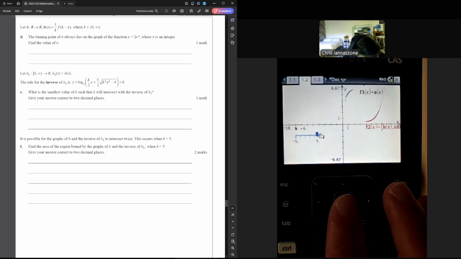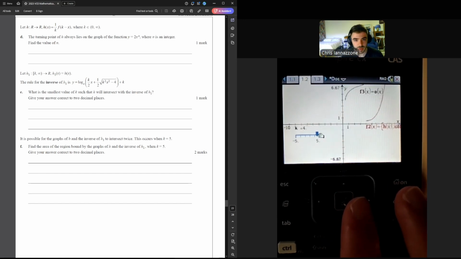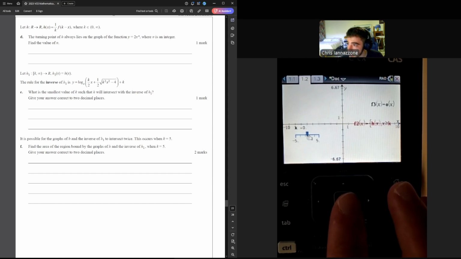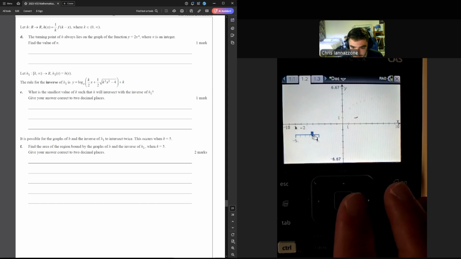And then you can imagine as k continues to get larger, they'll still touch at one specific spot, but further apart. If we go k equals 0, it can't be, and k cannot be negative, so we don't have to worry about that. So if we're just messing around with this, we see that k equals 2 is a pretty decent candidate.